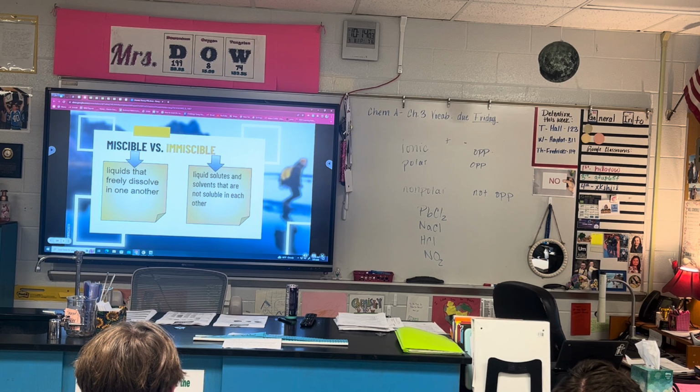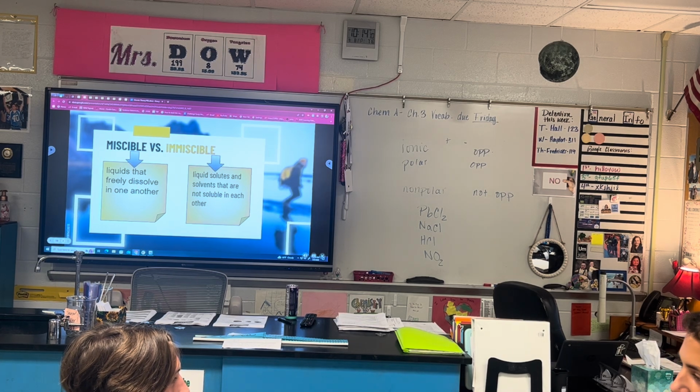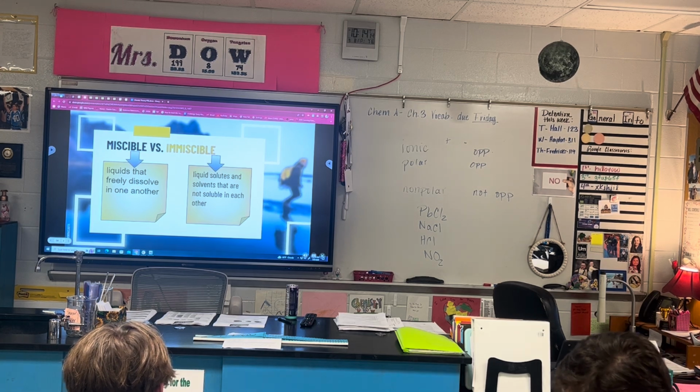Miss Elmore likes mixing Peach Monster and orange juice together. That would make them miscible, right? Two liquids mixing together, they would be miscible. It's actually really tasty.